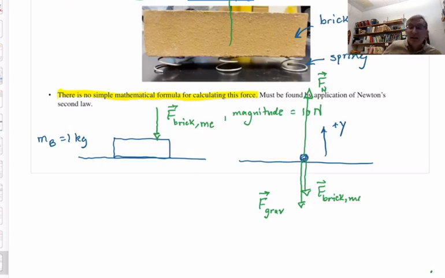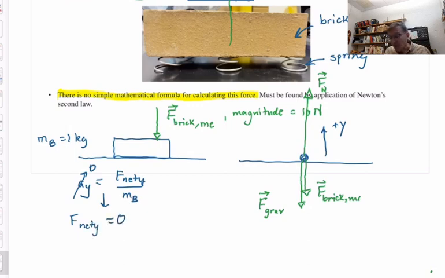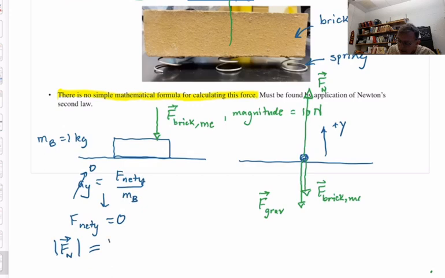And now we'll apply Newton's second law. A sub y equals F net y over the mass of the brick. But this brick is at rest, so A sub y is 0. So we conclude that F net y must equal 0. They're all vertical. One's vertically up, two's vertically down. So the vector addition says the magnitude of the normal force equals the magnitude of the force due to gravity plus the magnitude of my force. I'll just write it as F me.